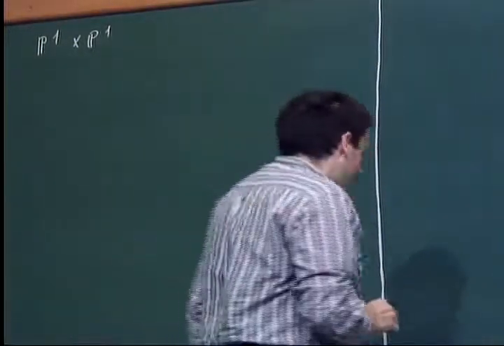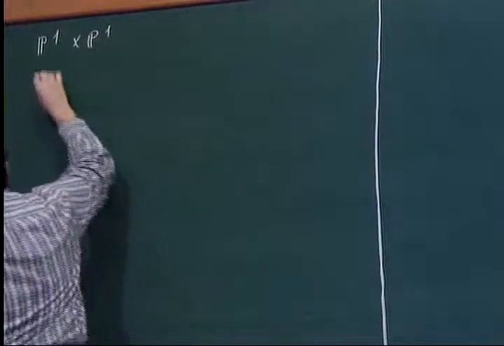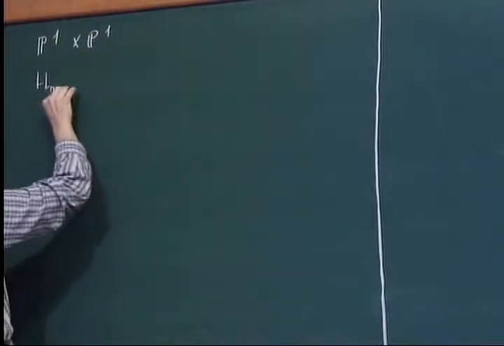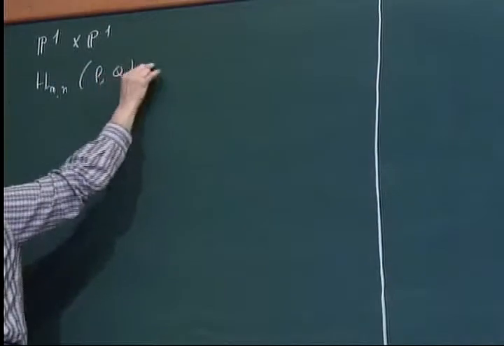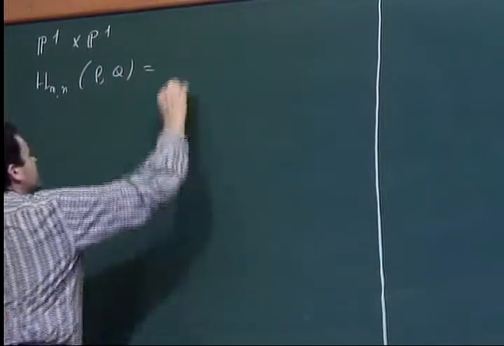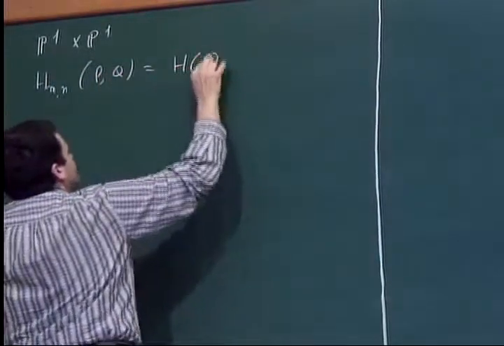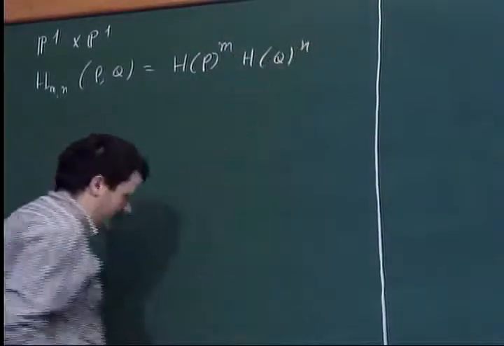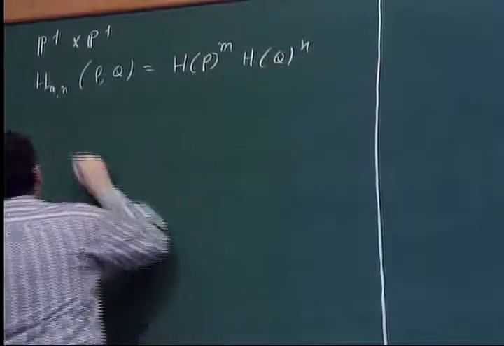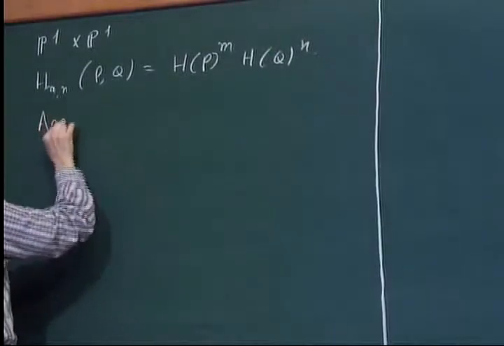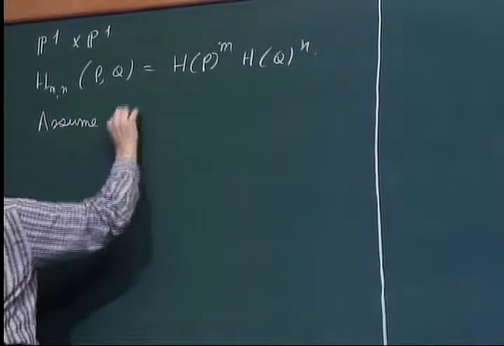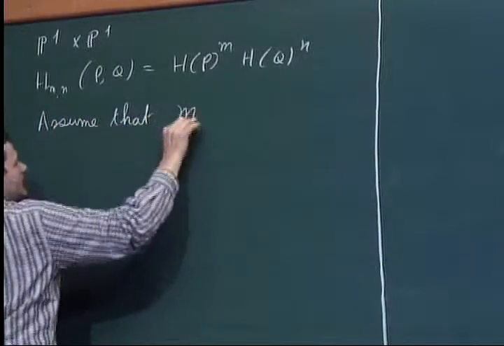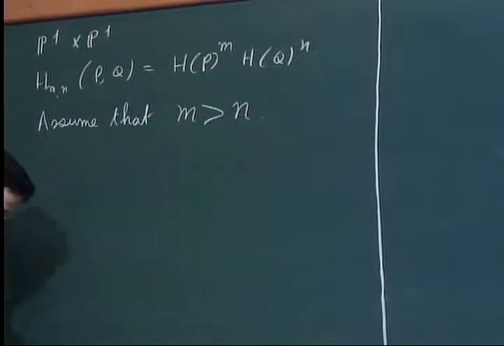and as I said yesterday, it's possible to define a height given by the height of P at the power m times the height of Q at the power n. And I was assuming that m is strictly bigger than n.